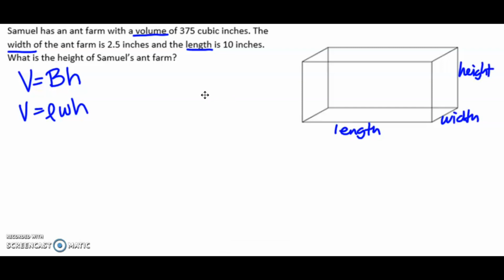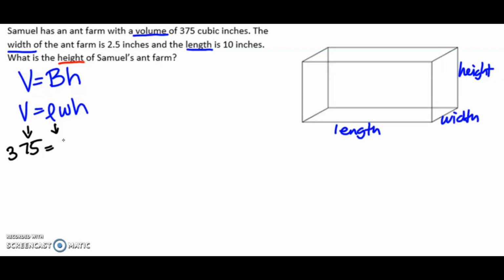Now, when we start looking at this, we need to plug in all the information that we know and narrow down what we don't know. In this case, we don't know what the height is. So let's go ahead and substitute all in the formula. So we know the volume, and see how I'm rewriting it and replacing and substituting. I know the volume is 375 cubic inches. We use cubic because remember it's a three-dimensional shape.